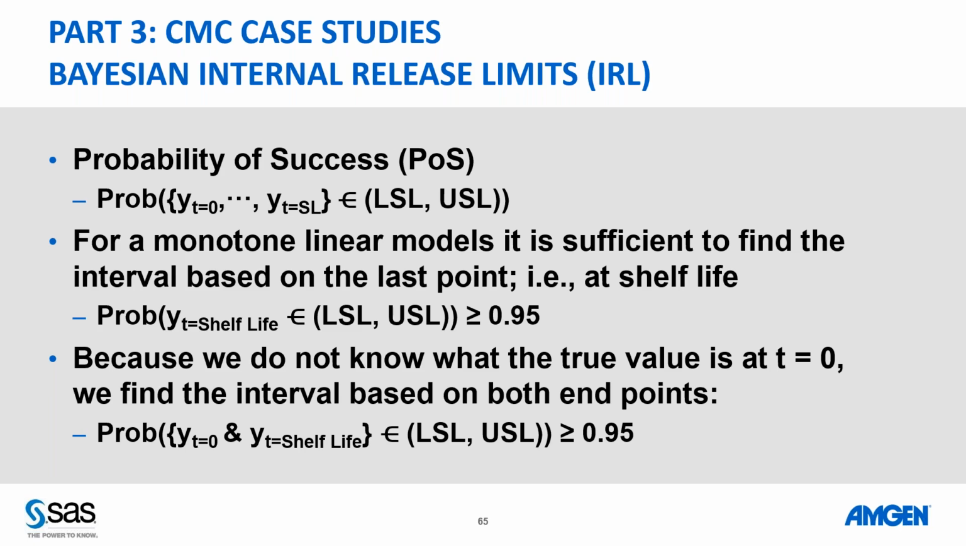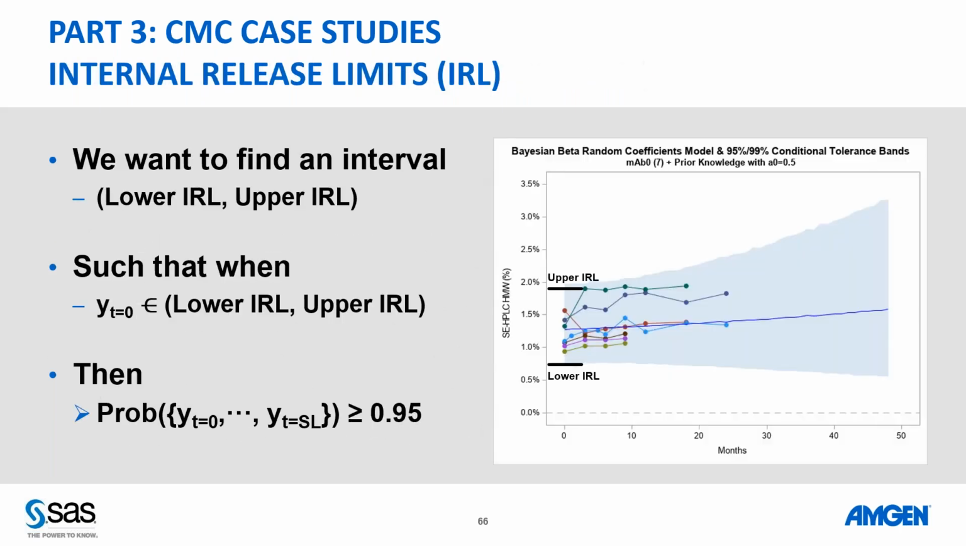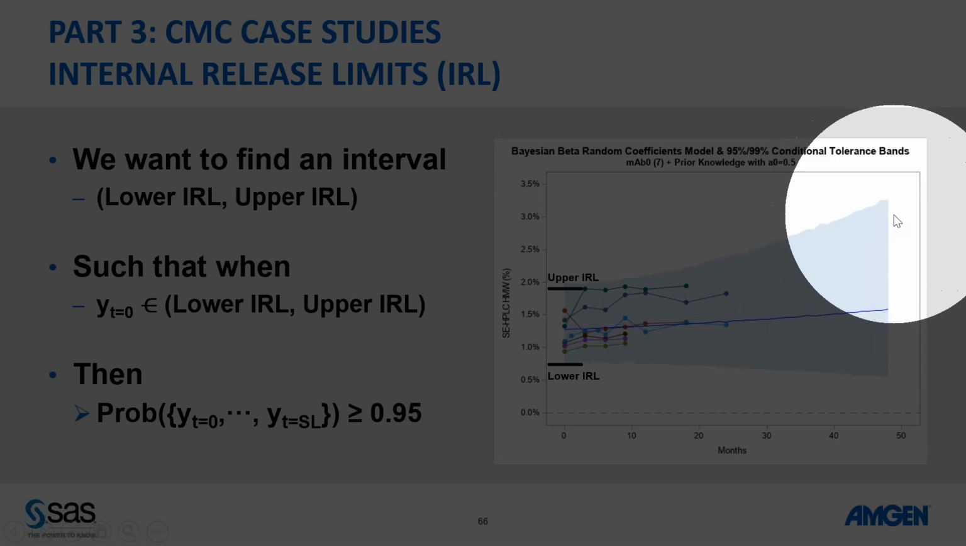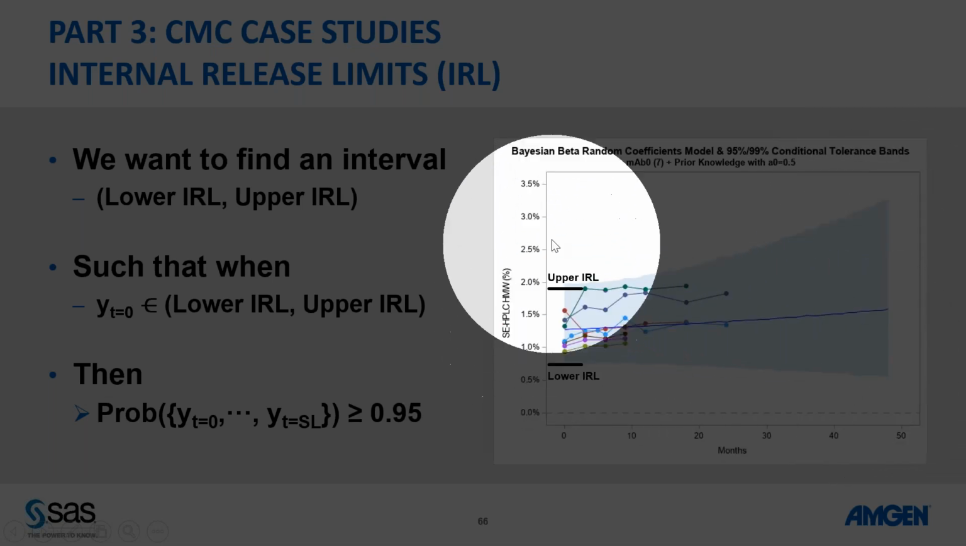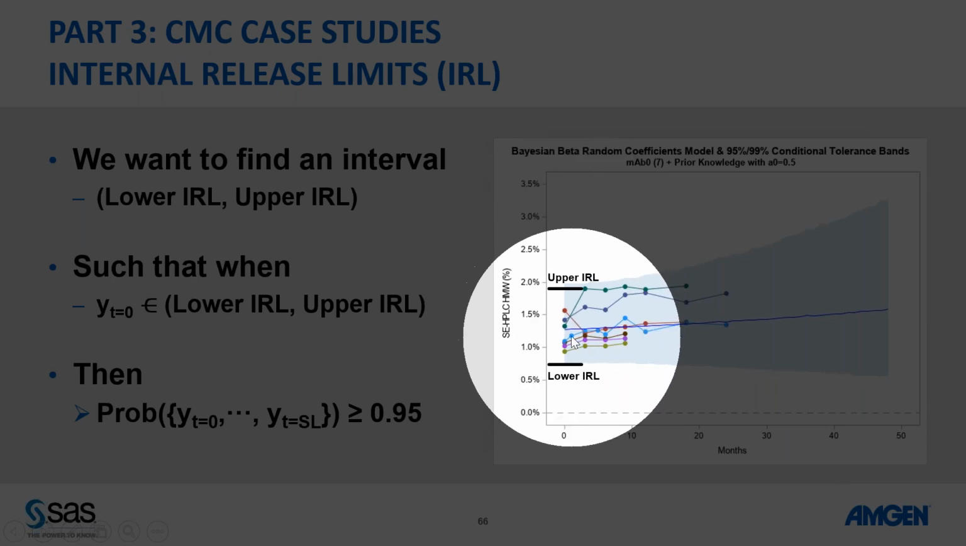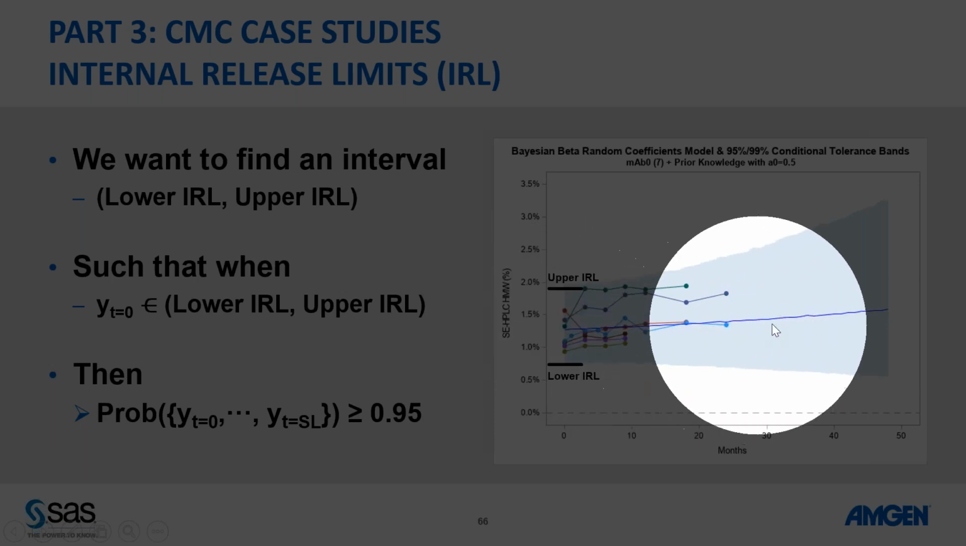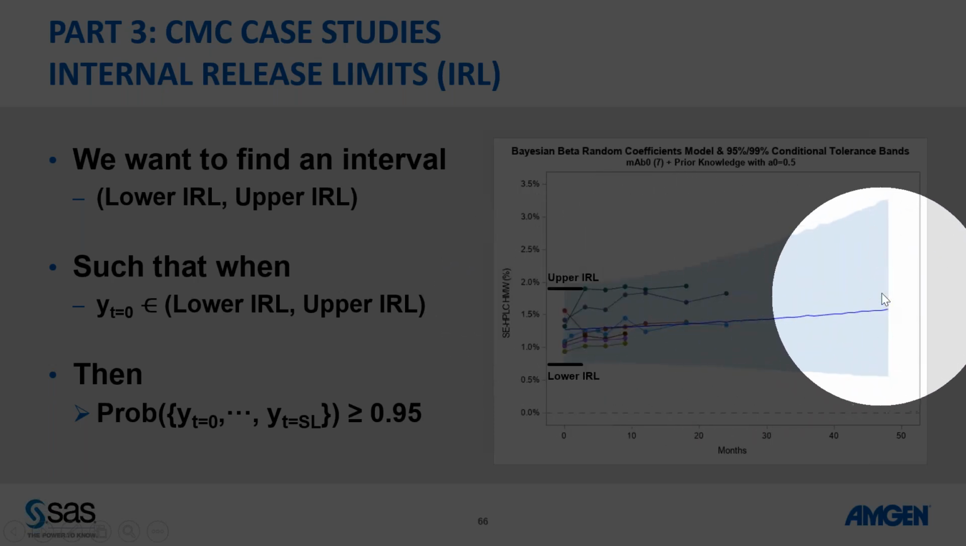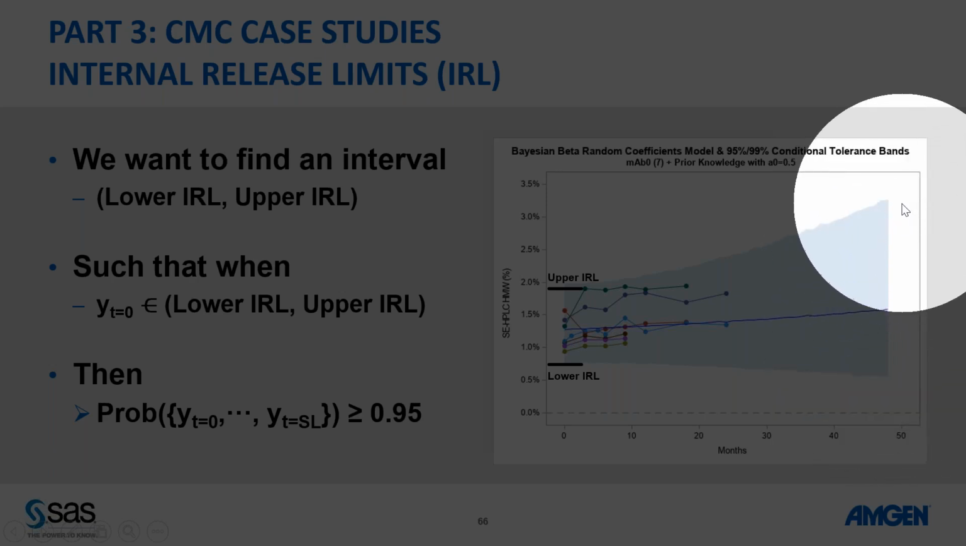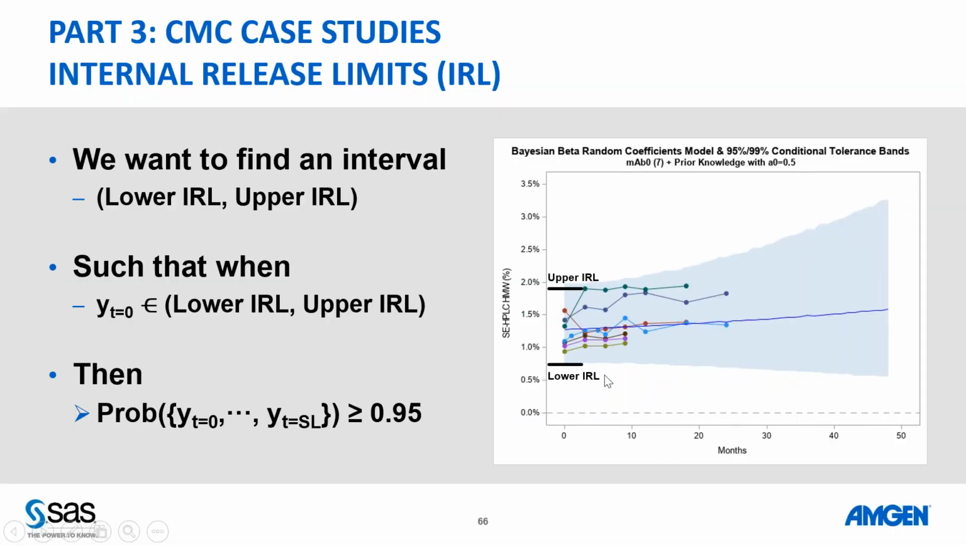So what we do in these calculations is find the joint probability at time 0 and time 48 to be within the lower specification limit and upper specification limit. Again, LSL is the lower specification limit, USL the upper specification limit, and we want that to be greater than 0.95. Okay, so if you look at what we did, this is a 3 1/4, and this is a 0.6. What we want is limits here at time 0, such that if a batch is within these limits, there's a 95% probability that it's going to be within 0.6 and 3 1/4.